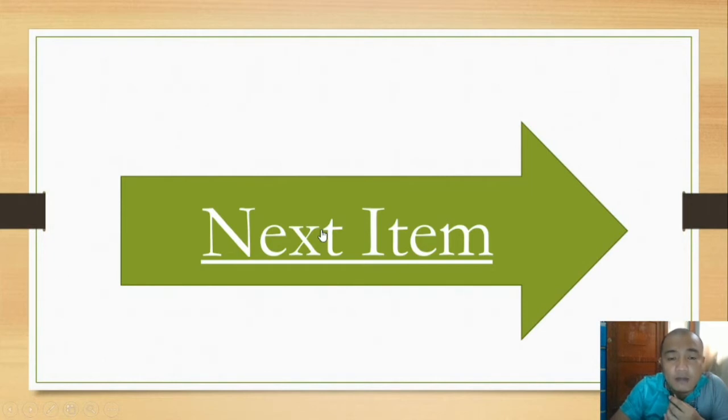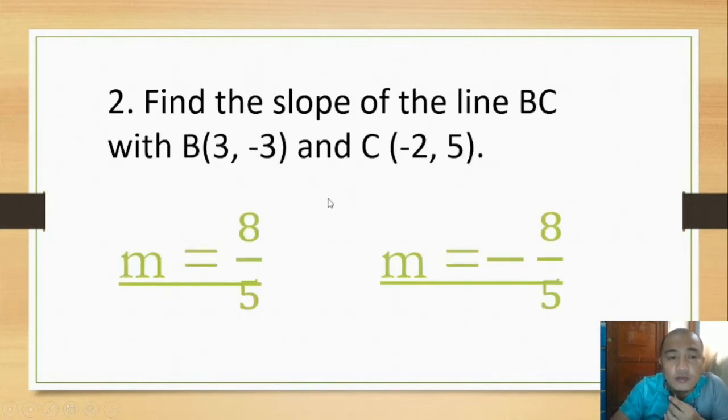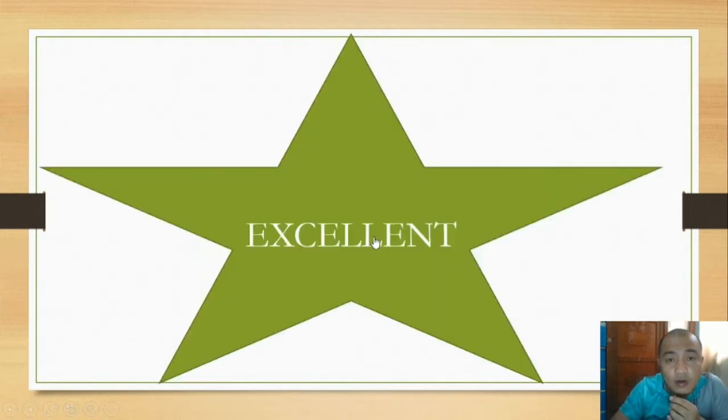Let's proceed with the next item. Find the slope of the line BC with B at (3, -3) and C at (-2, 5). Again, using the formula for the slope, we have 5 minus negative 3 is 8, all over negative 2 minus 3 is negative 5. So we have 8 over negative 5, which is negative 8 over 5. If your answer is positive, that's wrong. Try again. The correct answer is negative 8 over 5, and you are excellent.